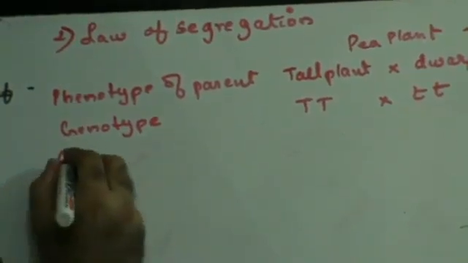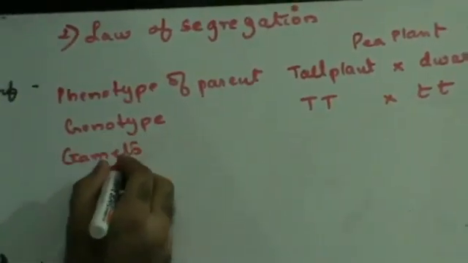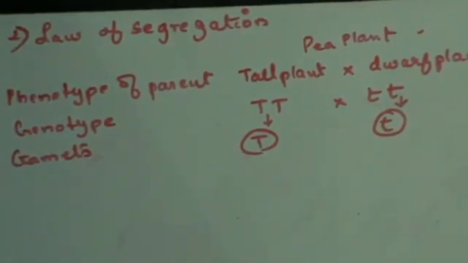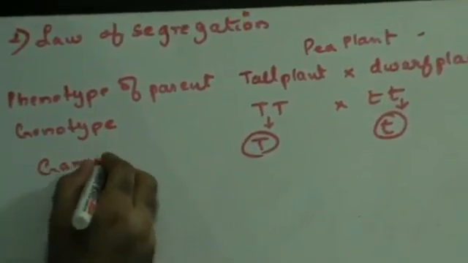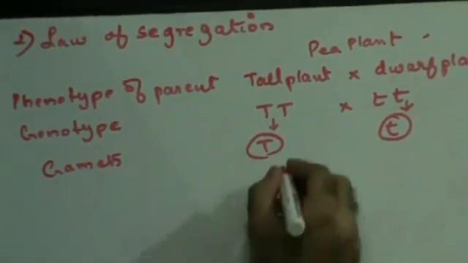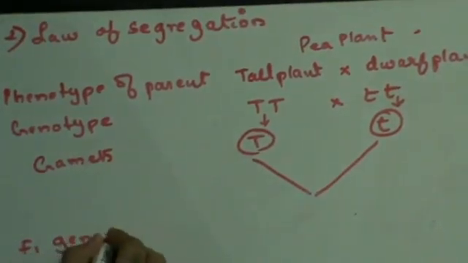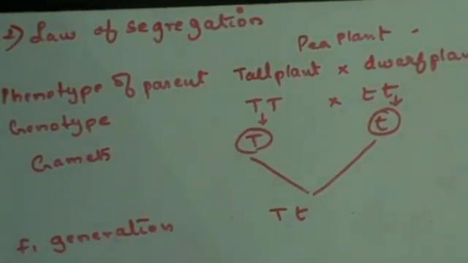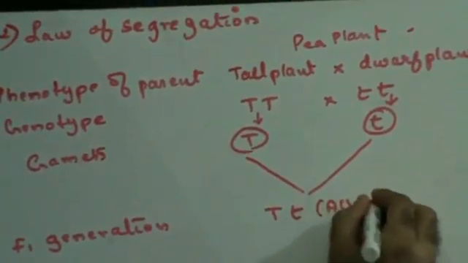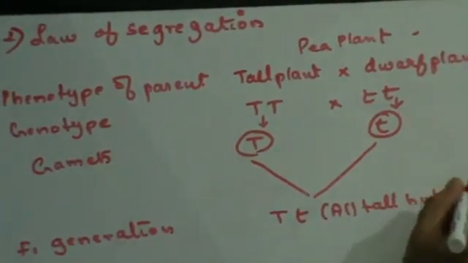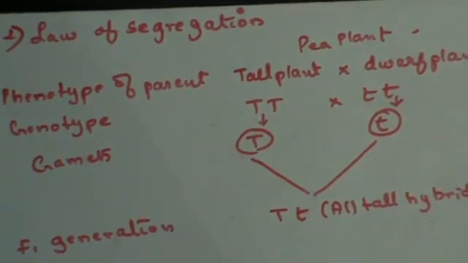When you have gametes formed out of this, you would get the gamete T here and you would get the gamete t here. Right? Fertilization takes place and you would get your F1 generation. This is my F1 generation, where you would have Tt. You would have all tall hybrid. The phenotype would be tall, but the genotype would be hybrid.